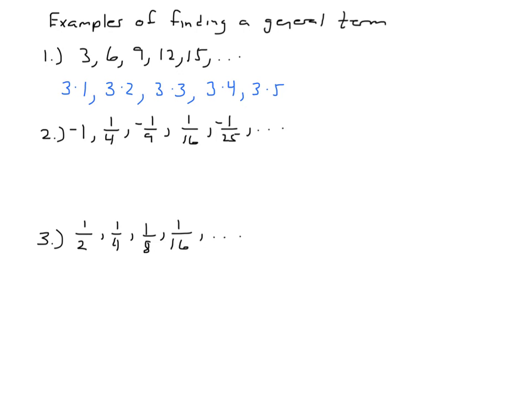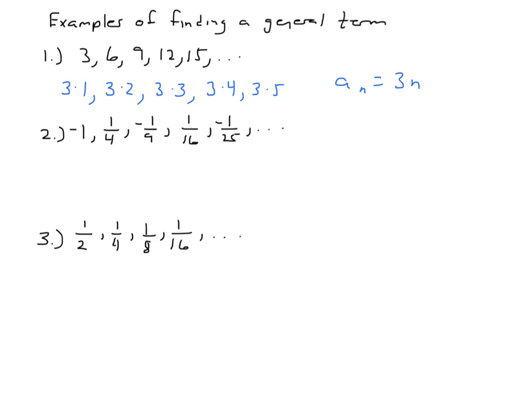So when we look at this pattern, we notice that it's going to be 3 times. In the first term, it was 3 times 1. The second term is 3 times 2. So I'm looking at this as a sub n is going to be 3 times n as my general term. I'm taking 3 times whatever the term number is to get each term of the sequence.